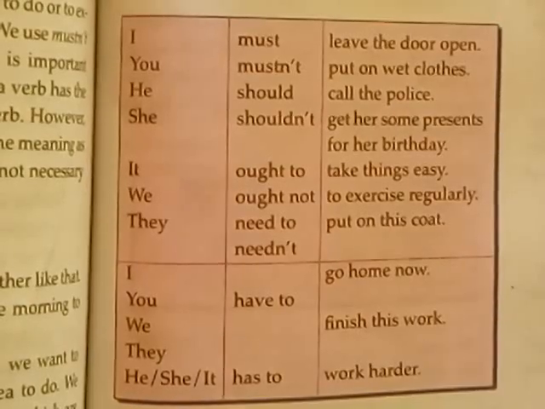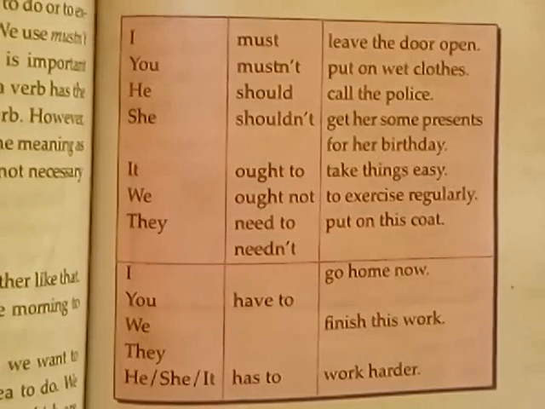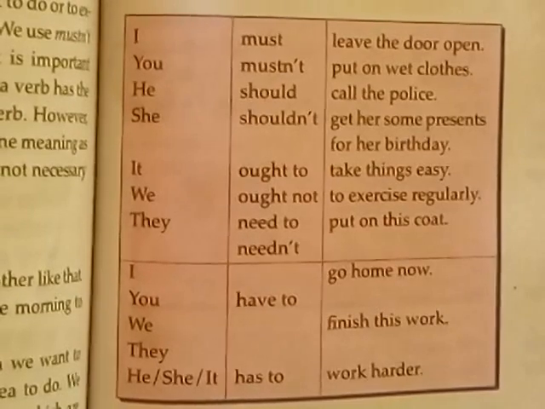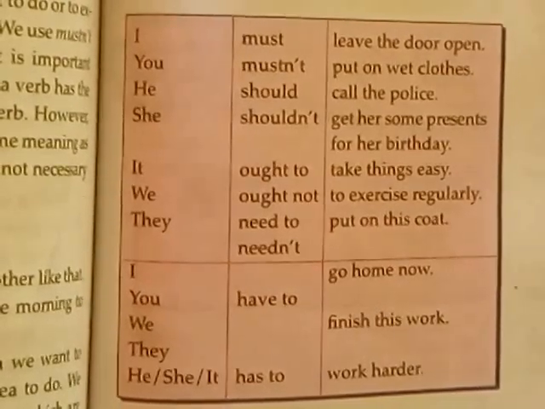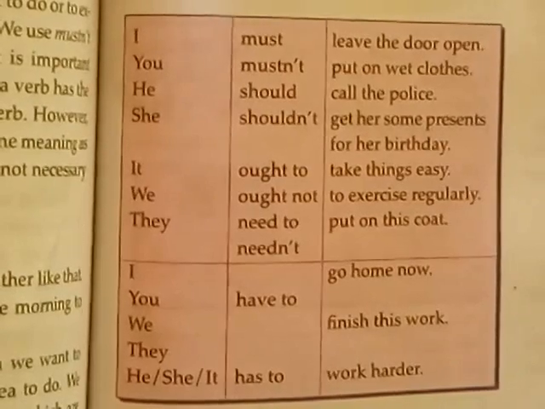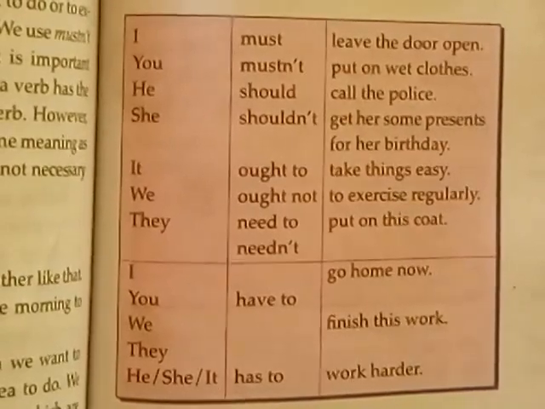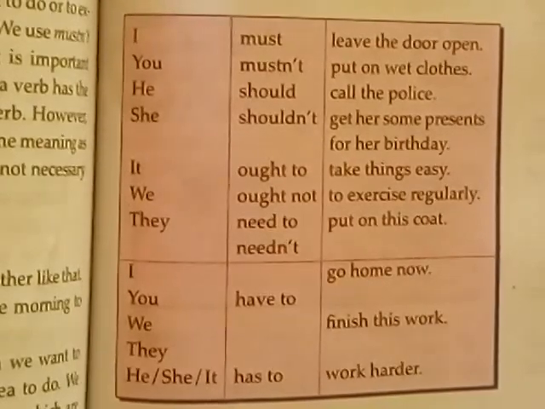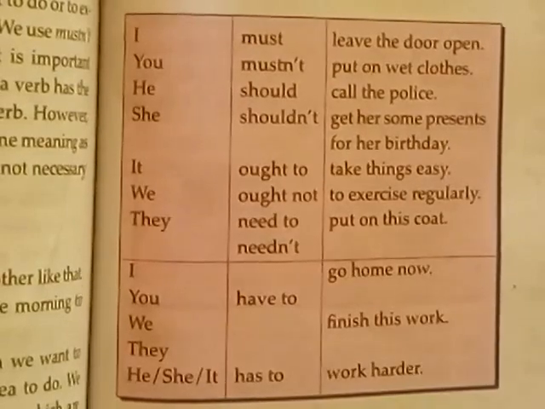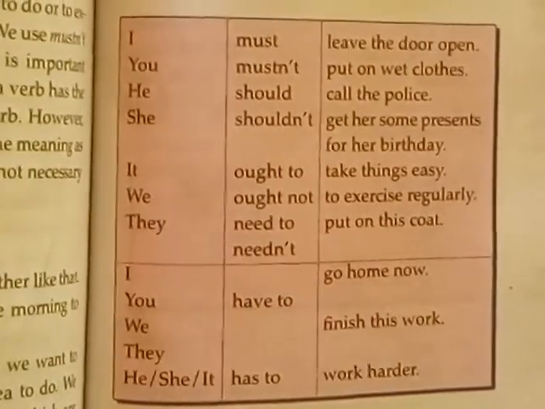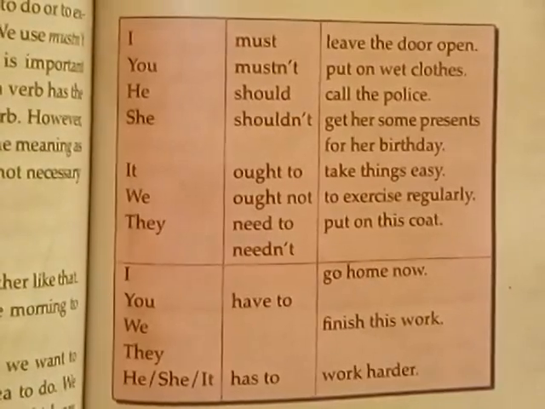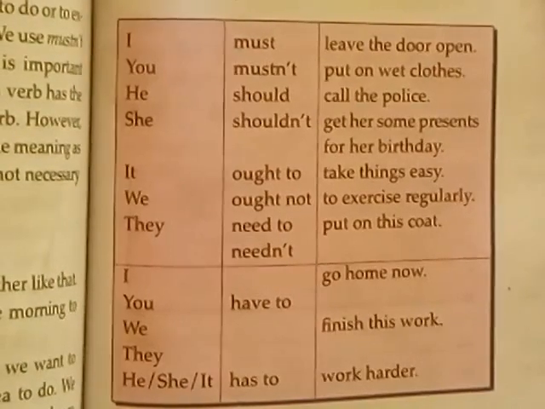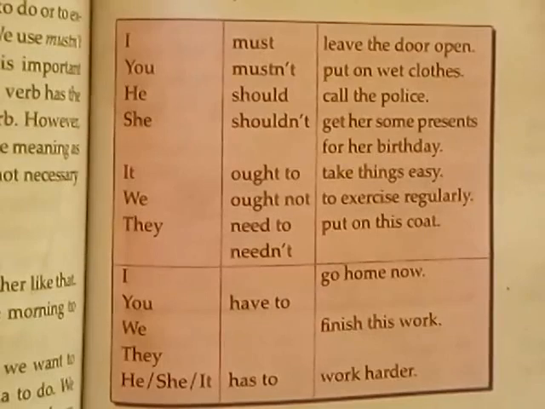Look at this table. From this table, we can form as many sentences as possible, and each sentence has its own modal auxiliary verb. The modal auxiliary verbs are in the middle. Let us look at the first one. I must leave the door open. And we can change it to negative: I mustn't leave the door open.